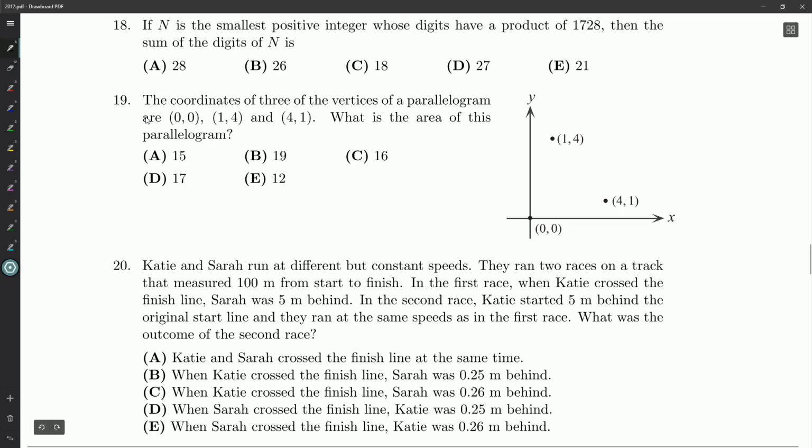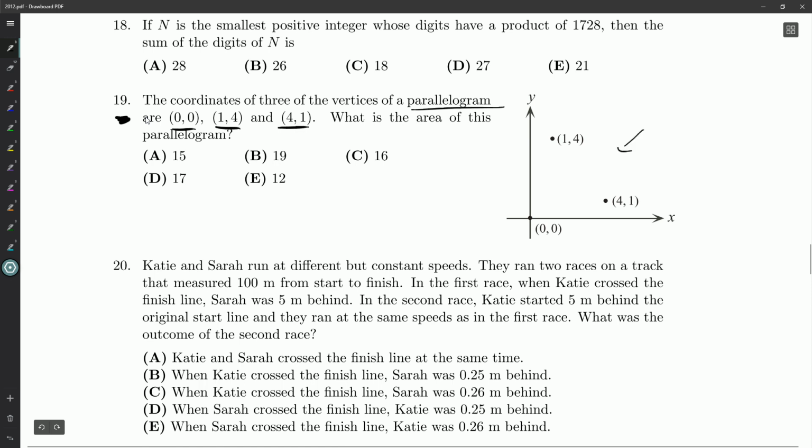We're looking at question 19 on our 2012 Fermat paper. The coordinates of three vertices of a parallelogram are 0, 0, so the origin, 1, 4, and 4, 1. What is the area of this parallelogram? Okay, so here we go.